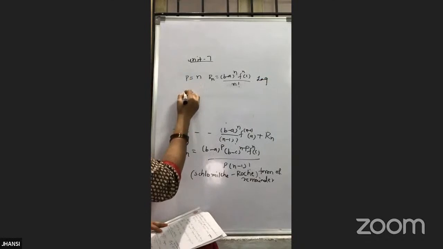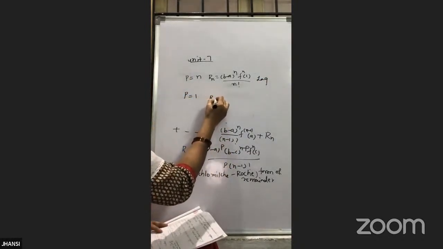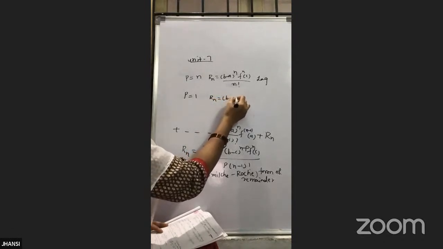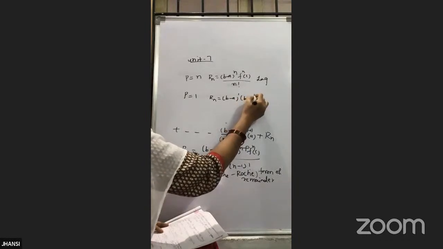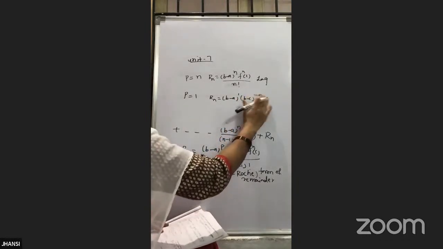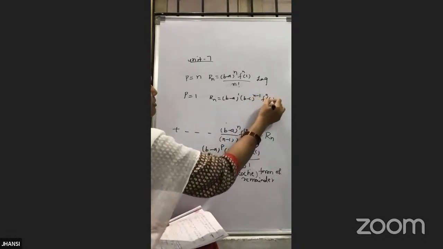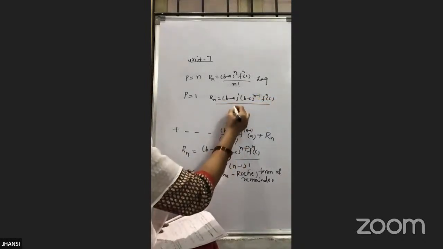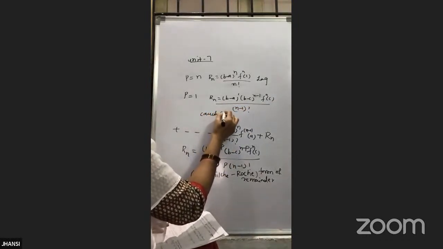Now if you substitute the p value as 1 in this, you will get Rn equals (b minus a) to the power of 1, and here (b minus c) to the power of n minus the p value 1, so n minus 1, and f to the n of c by the p value 1, so (n minus 1) factorial. This is Cauchy's form of remainder.